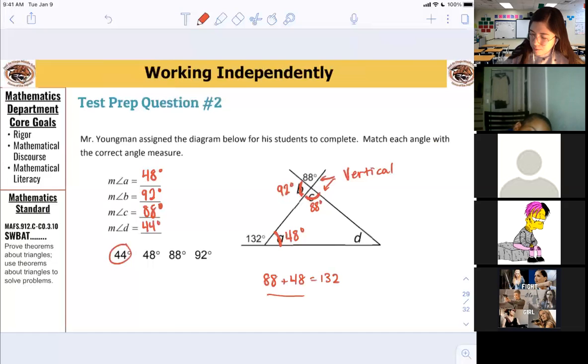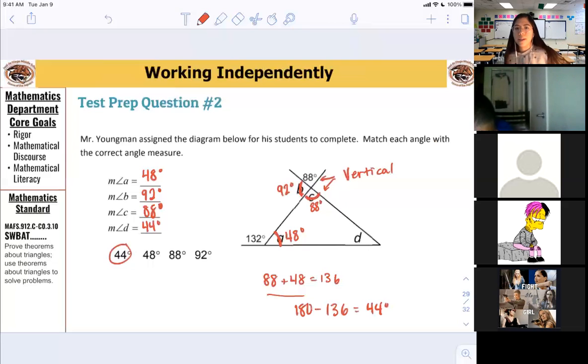Is 88 plus 48 132? No, it's 136. Oh, 136, there we go. And then if you add 44, it will equal 180. 180 minus 136 gives me 44. Yes, that's because every triangle adds up to 180. This is something Daniel said earlier, but he was talking about the wrong thing: all triangles add up to 180 degrees. We're looking at the angle measurements, not the side lengths.